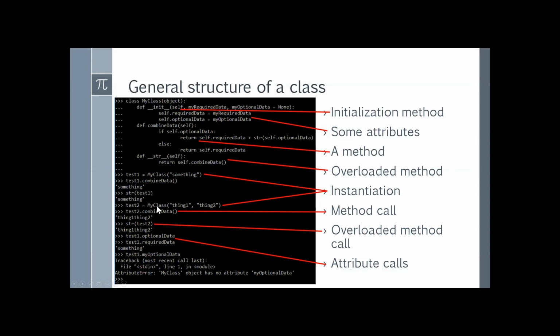Test2 is another instance of my class, in this case with two things in it, so thing1 and thing2. If I do combine data, in this case, now I combine them together. If I do a string, I again just call that combine function and get the value for it.